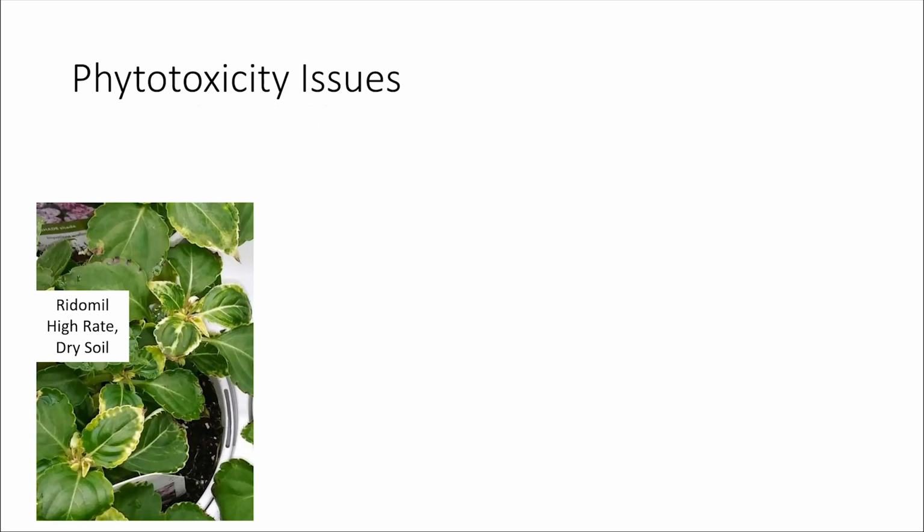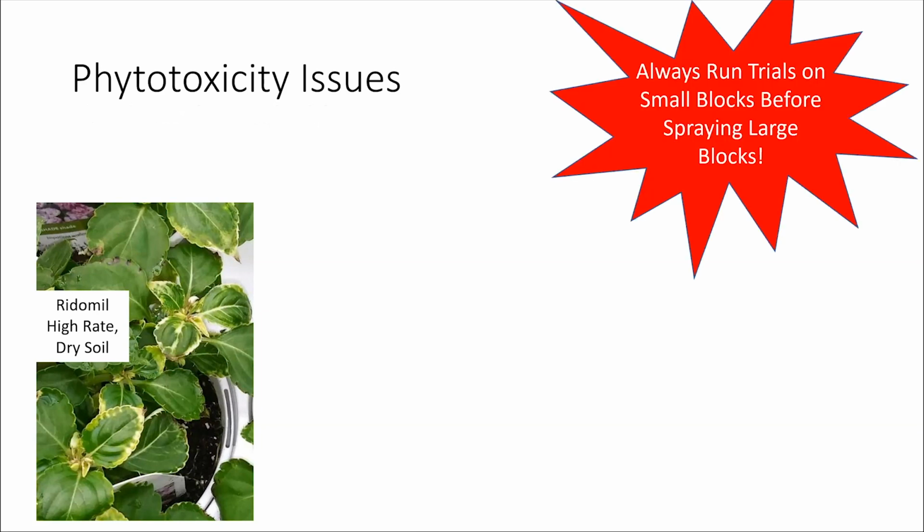Some people may think this is good, some people may think it's bad. Remember, always run a trial on a small block. How many plants do you want to kill with this new chemical, this new rate, before you start spraying the whole block? Try it on a small block, give it about 4 to 7 days, and if you don't see anything, you're good to go.